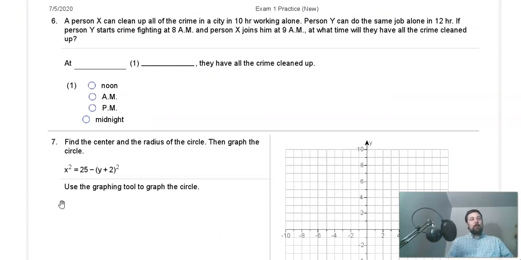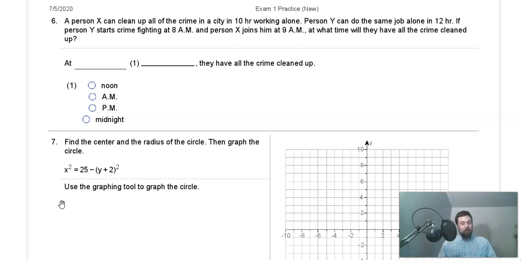Number 6, a person X can clean up all of the crime in a city in 10 hours working alone. Person Y can do the same job alone in 12 hours. If person Y starts crime fighting at 8 a.m. and person X joins him at 9 a.m., at what time will they have all the crime cleaned up?